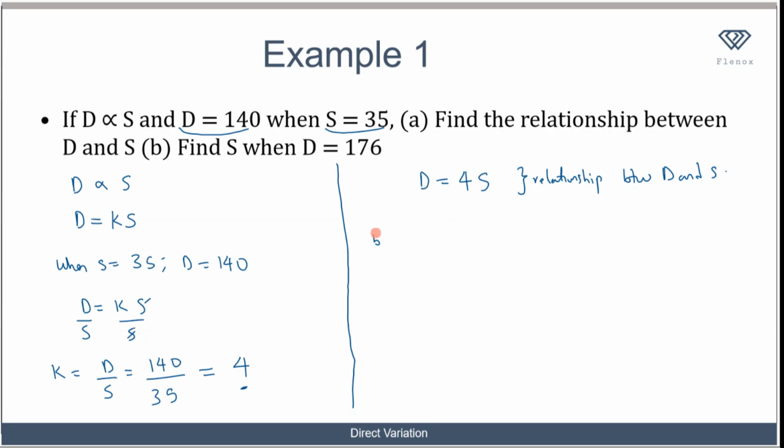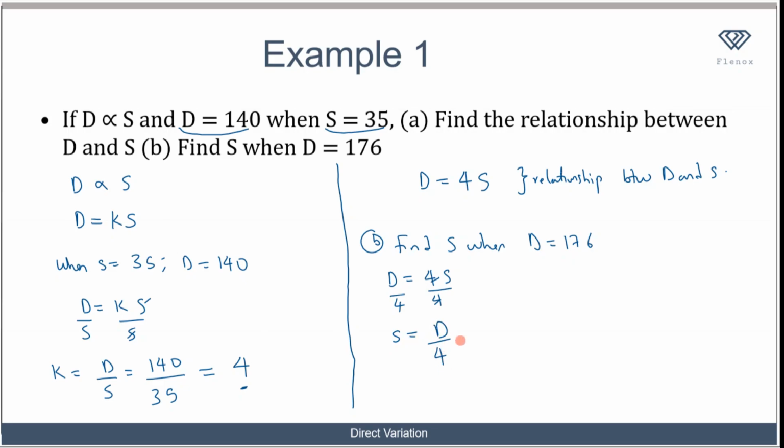So in the B part of the question, we are told to find S when D is equal to 176. So we know that D is equal to 4S. We are told to find S. So if we divide both sides by 4, what does that tell us? We know that S is equal to D over 4.